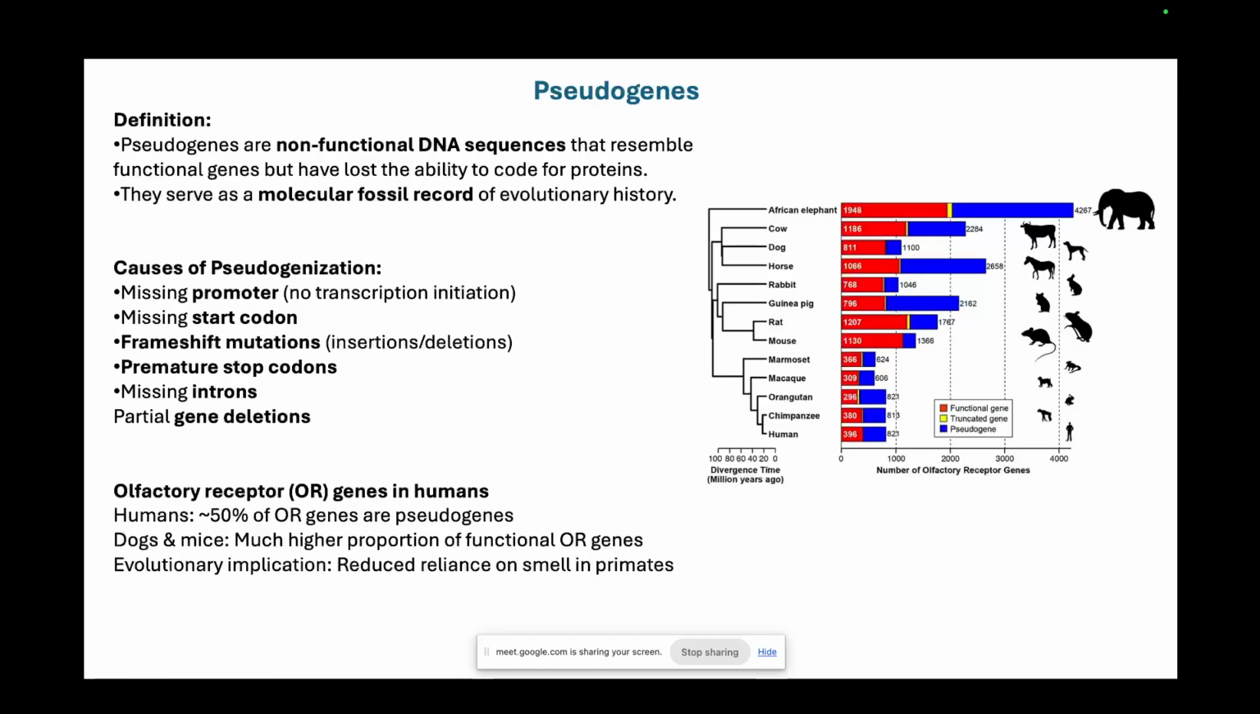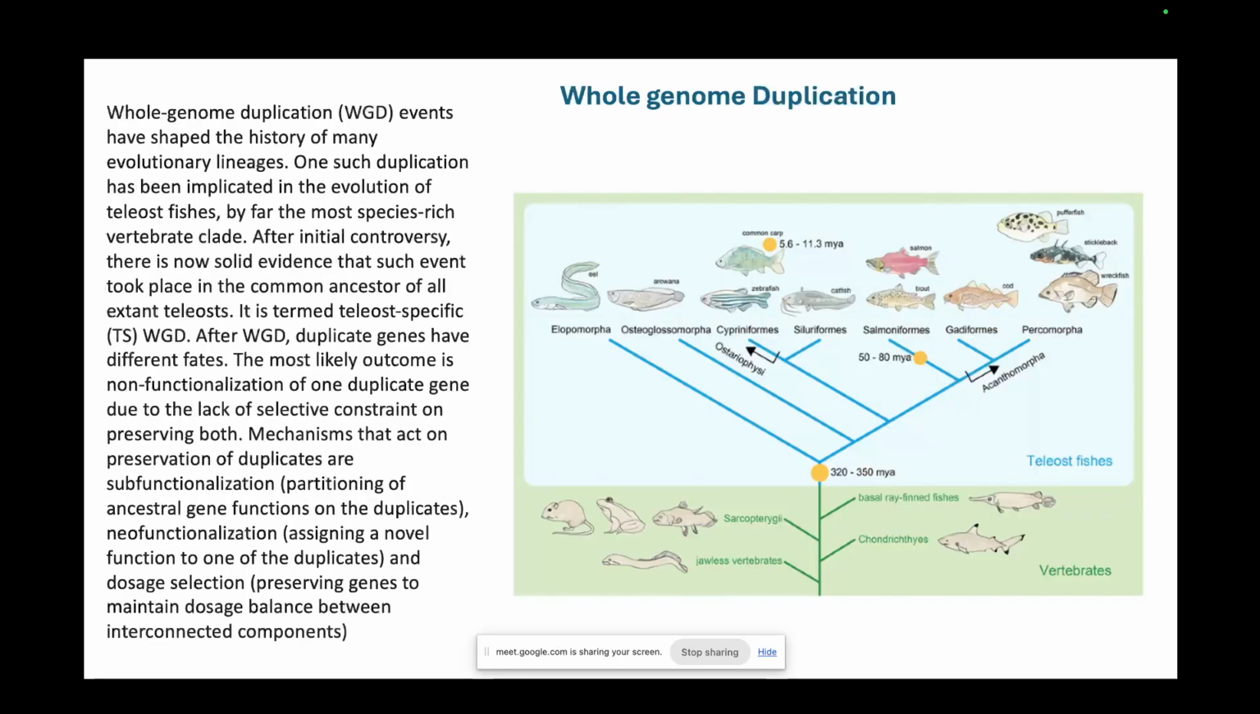Because of natural selection, we have lost certain characteristics to smell, a strong sense or strong olfactory receptors, compared to species like dogs. So the evolutionary implication was that we, as primates, had reduced reliance on smell compared to species like dogs. Okay.